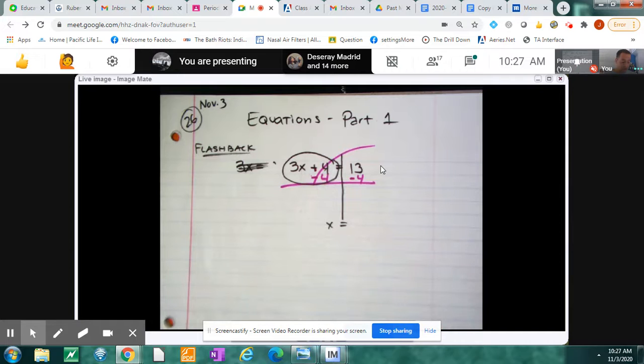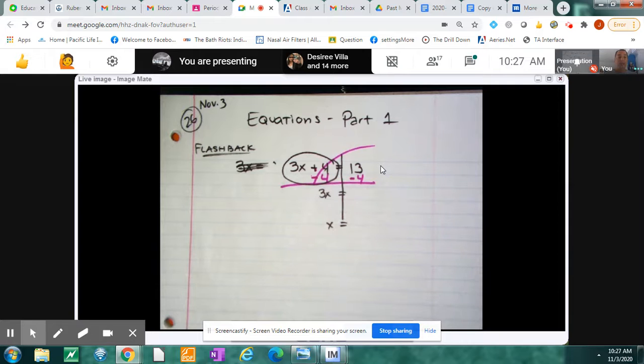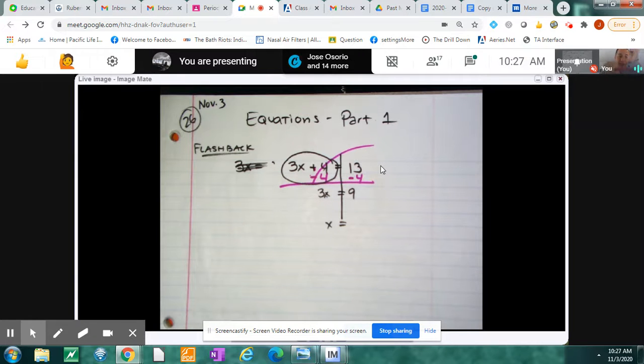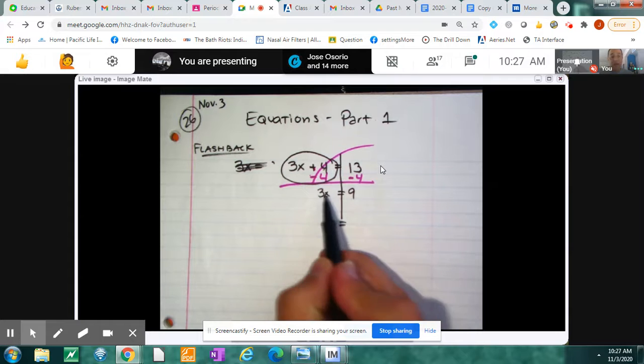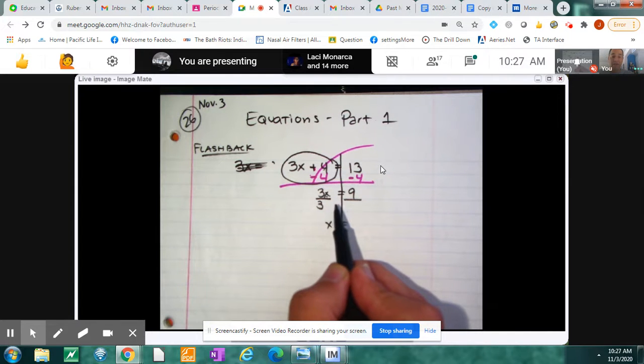Okay, so that leaves you with 3x equals 13 minus 4. So that's 13 minus 4 is 9, right? 9, 10, 11, 12, 13. 9. And then see how they're together? Whenever they're together, the coefficient of the variable, you want to divide them, okay? Because, again, it's the opposite. So 3 times x, remember, when they're together like this, it means times. So the opposite is divide. So you're going to divide, right? You're dividing. That's the opposite.